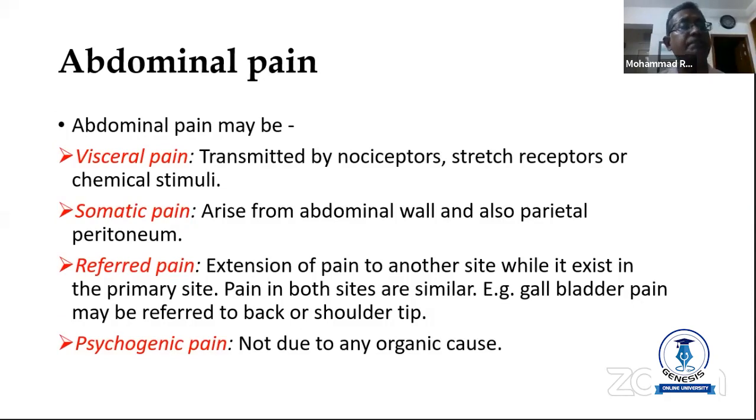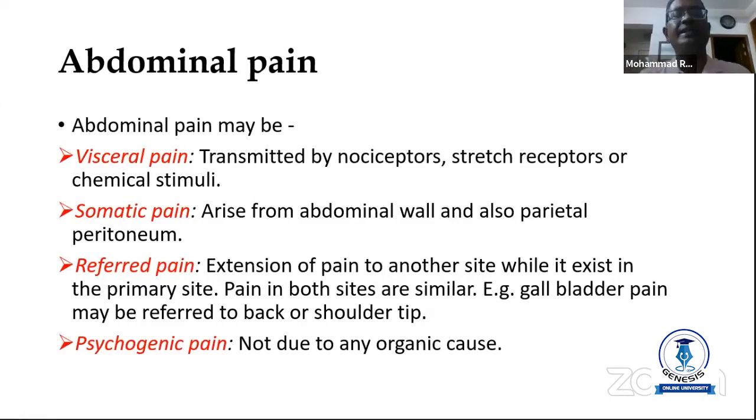There is also some pain like referred pain. We have to understand referred pain, or the extension of pain to another site while it exists in the primary site. There is a primary site where the pain occurs, and along with it the pain will extend to another place. For example, gallbladder pain may refer to the back or shoulder tip. This referred pain comes in the lower part of the scapula, or, as we saw in the surface marking, gallbladder pain is in the right hypochondrium, and pain may refer to the shoulder tip.